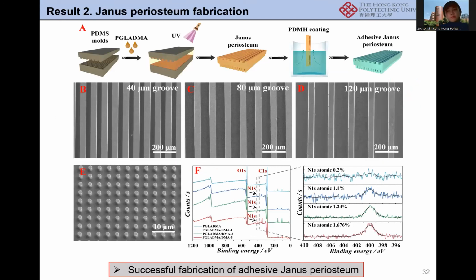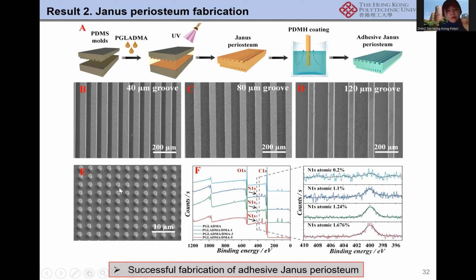And here is how we make these micro-patterned periosteum. We have the PDMS mold here, and we also have the liquid polymer here. We put the polymer between the molds, and upon UV exposure, we can solidify the materials. After removing the mold, we form this kind of Janus periosteum. Then we put the materials into the dopamine solution, and we form this polydopamine coating. In this case, we have this adhesive Janus periosteum.